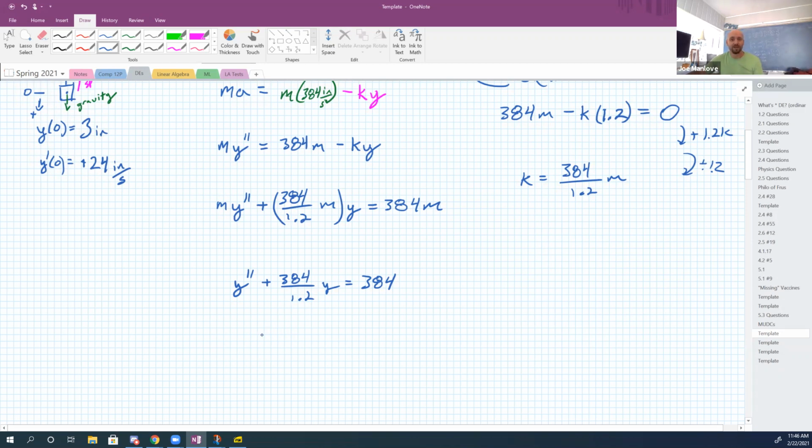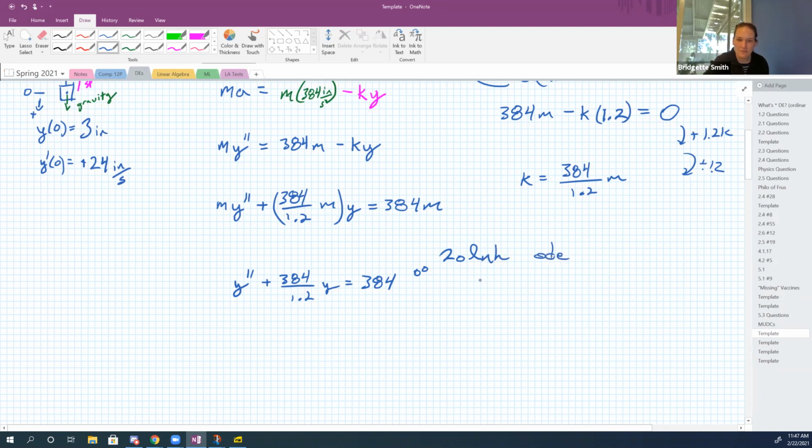Kind of hurts my head what's happened here. So I started with some physics nonsense, and we kind of massaged our way out of physics nonsense, and now I have here a differential equation. What kind of differential equation is this? Second order linear. Good. Non-homogeneous ODE. Well, constant coefficient anyway, the coefficients being 1, 0, and 384 over 1.2. You guys with me on that?